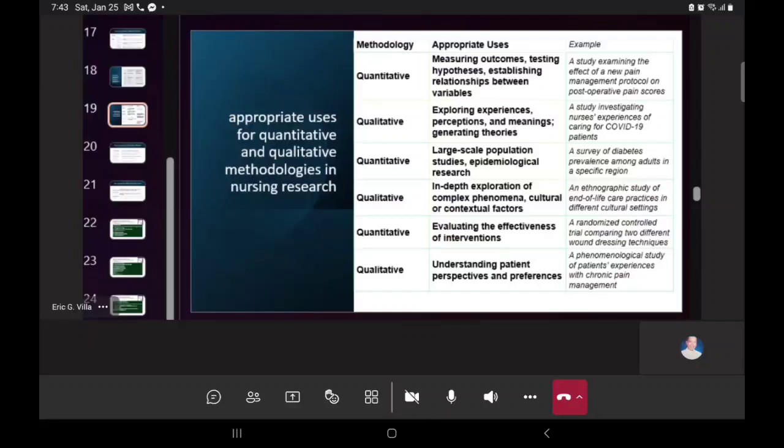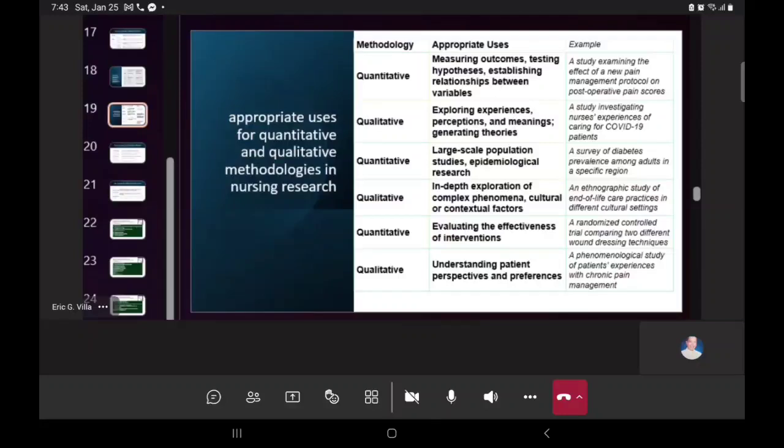Evaluating the effectiveness of interventions often calls for quantitative methodologies. For example, a randomized controlled trial comparing two different wound dressing techniques would use quantitative methods to measure outcomes and determine which technique is more effective based on objective criteria.